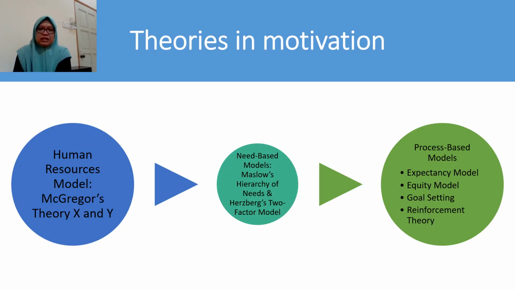So in this chapter, there are a lot of theories of motivation that we want to look into. Okay, the first one is the human resource model. Under this model, we have McGregor's theory X and theory Y. And then we have need-based models. Number one is Maslow's hierarchy of needs, and the second one is Herzberg's two-factor model. And the last one is the process-based models. We have expectancy model, equity model, goal setting, and also reinforcement theory.